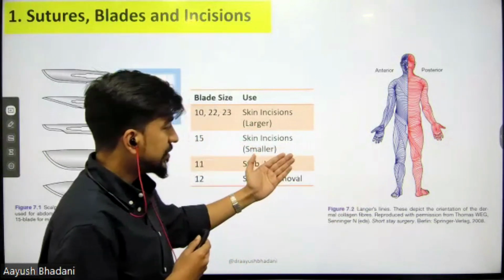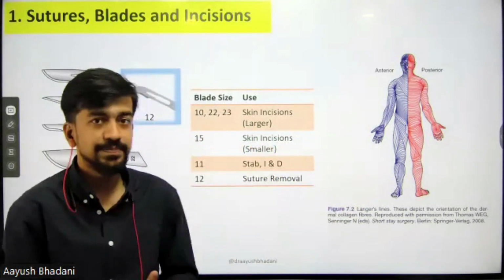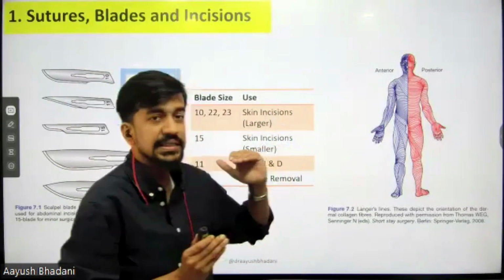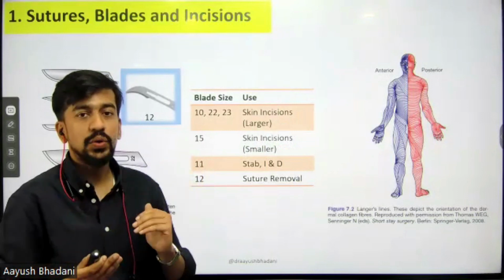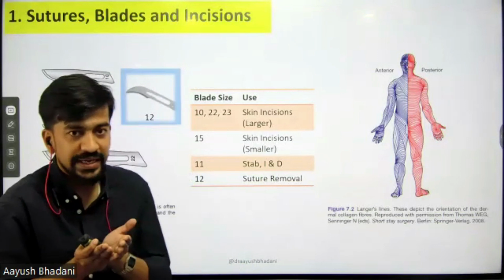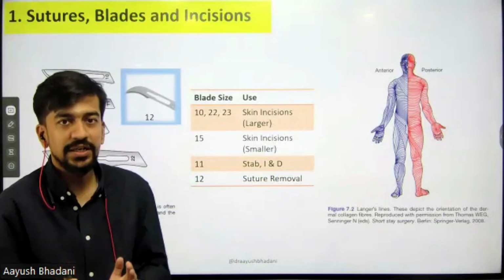So these are the blades, and these are the Langer lines. So these are the lines of orientation of the dermal collagen. The basic idea is, if we cut along these lines, the post-operative outcome of the patient will be better, will be aesthetically good, and also because of the direction of the collagen fibers, it will heal better.